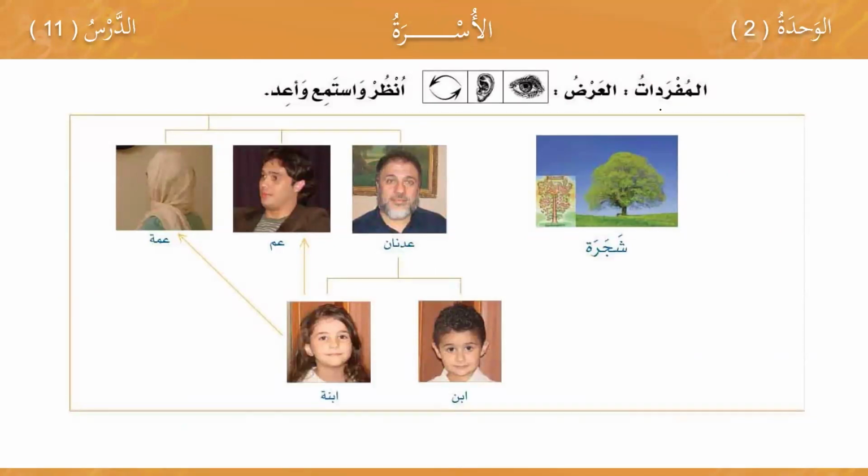Al-Usratu, the family. Al-Mufradat, we have the vocab. Al-Ard, presentation. Unzur wastami' wa'a'id. Shajaratun, that means a tree. Adnan is the name, and then after that we say Ammun, that means uncle, and Ammatun, that means aunt. Most of the nouns in Arabic, when we have a masculine noun, we only add the rounded ta to it and it becomes feminine. Similarly, we have Ibnun, that means son, and then we have Ibnatun, that means daughter.